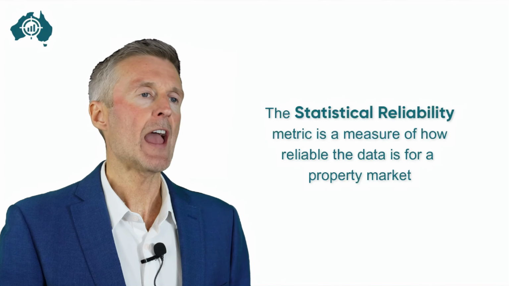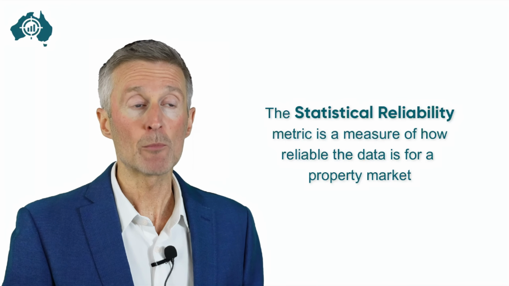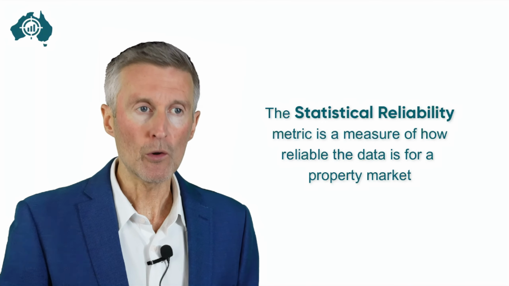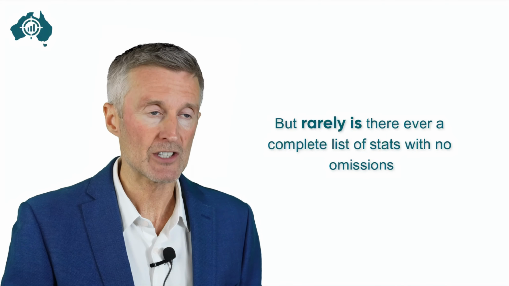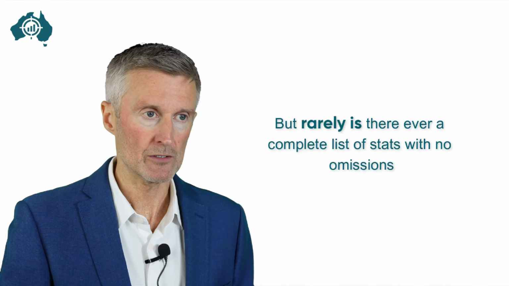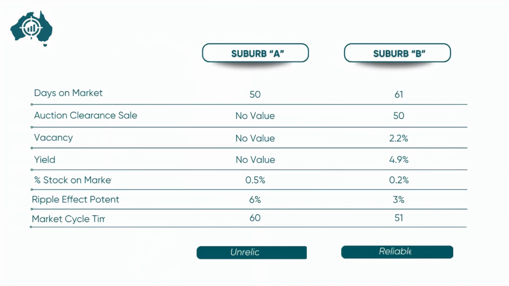The statistical reliability metric is a measure of how reliable the data is for a property market. Data is not always available for every property market. There is almost always some data, but rarely is there ever a complete list of stats with no omissions. What's more, some metrics for a market may be reliable, so for example the percentage of stock on market, but other indicators for the same suburb, like say the auction clearance rate, may be unreliable.